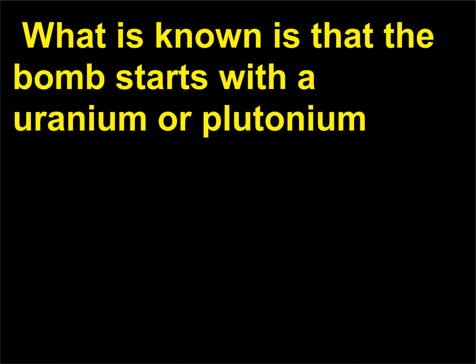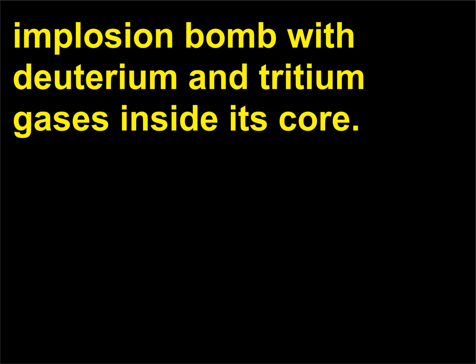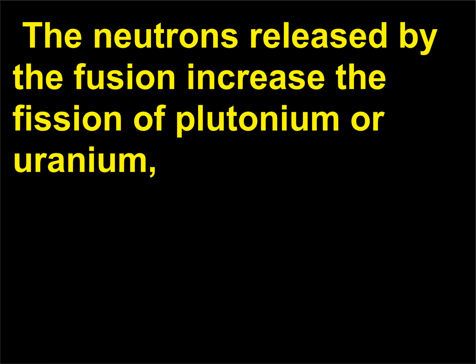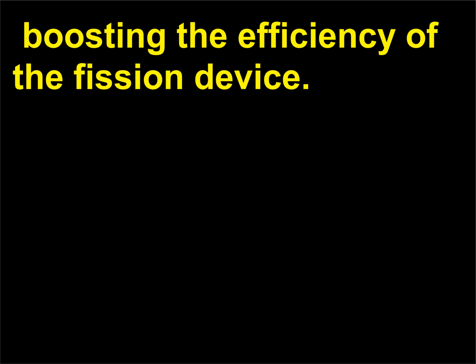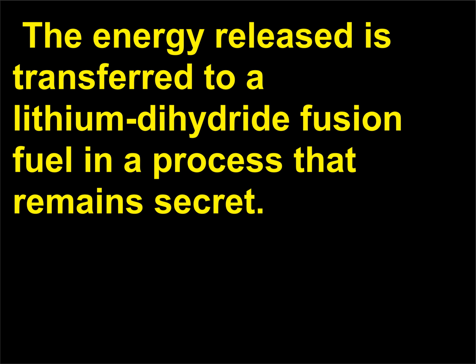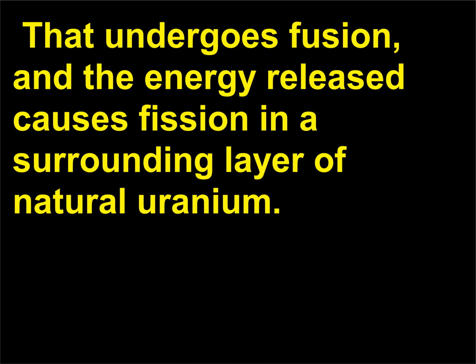What is known is that the bomb starts with a uranium or plutonium implosion bomb with deuterium and tritium gases inside its core. The neutrons released by the fusion increase the fission of plutonium or uranium, boosting the efficiency of the fission device. The energy released is transferred to a lithium dihydride fusion fuel in a process that remains secret. That undergoes fusion, and the energy released causes fission in a surrounding layer of natural uranium.